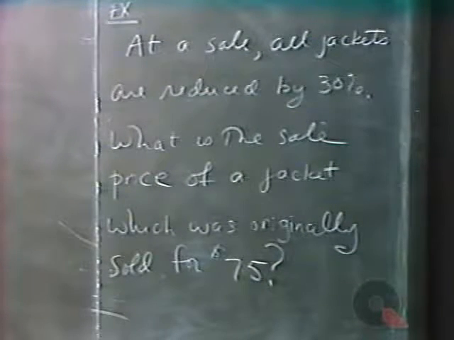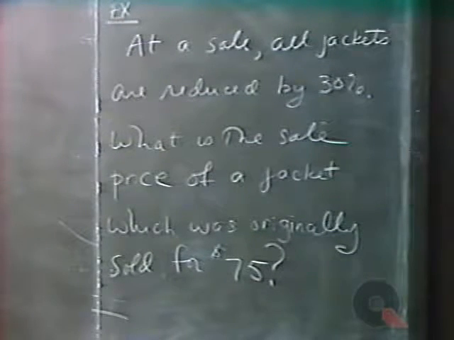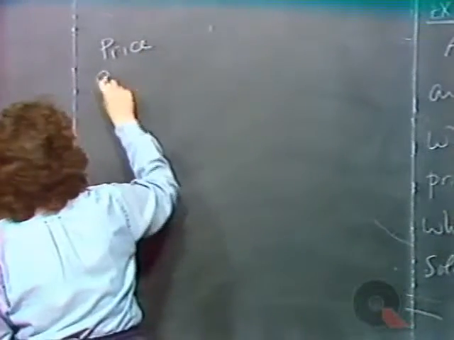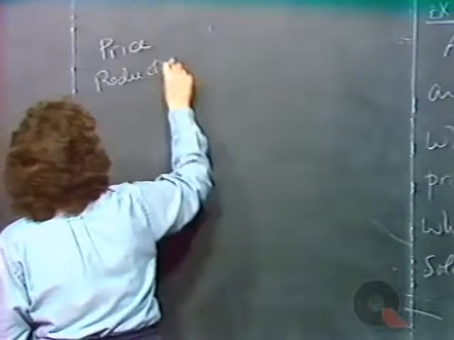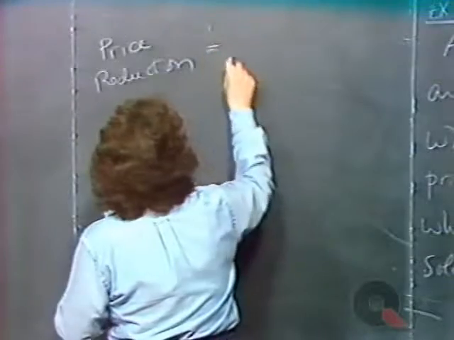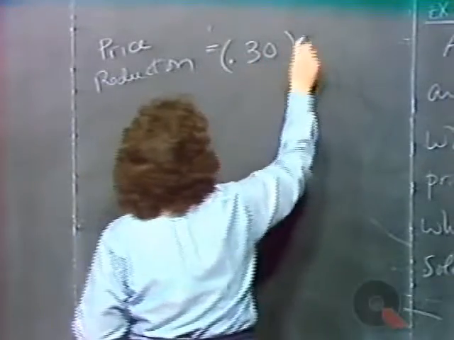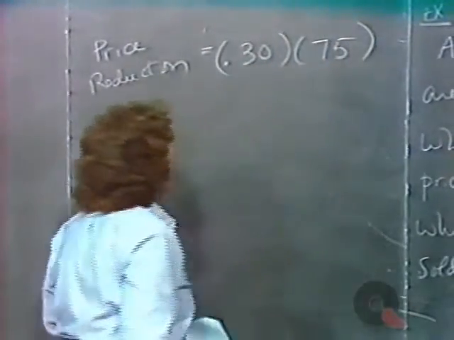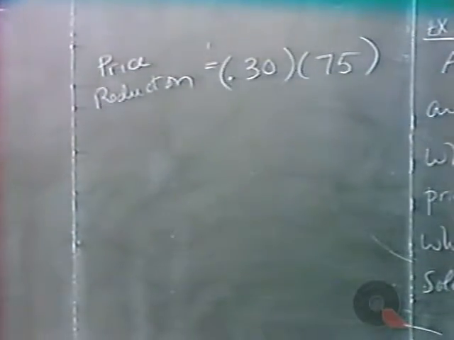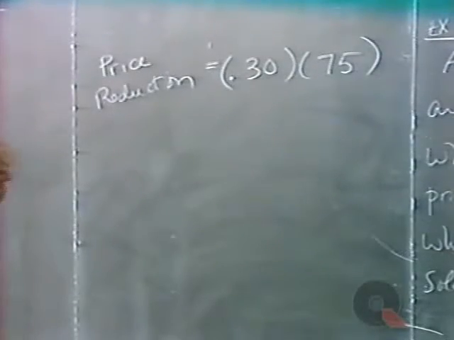At a sale, all jackets are reduced by 30%. What is the sale price of a jacket which was originally sold for $75? Okay, now the price reduction will be 30% of the original price, $75. The price reduction, or the decrease in price, will be 30% of $75.